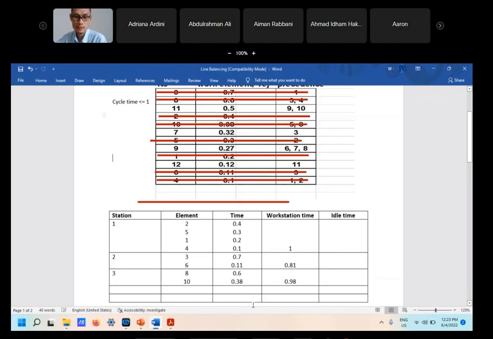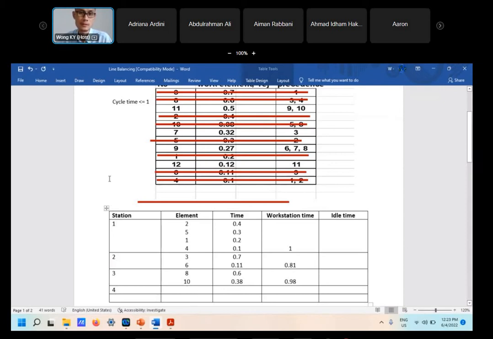Okay, ask yourself, any other elements we can fit into workstation 3? I think no more, because we cannot exceed 1 minute. If you add this 0.12, exceed 1 minute, you add this, exceed 1 minute, add this, exceed 1 minute, right? So in that case, we close workstation 3. So let's start workstation 4. Let's open up another workstation, workstation 4.